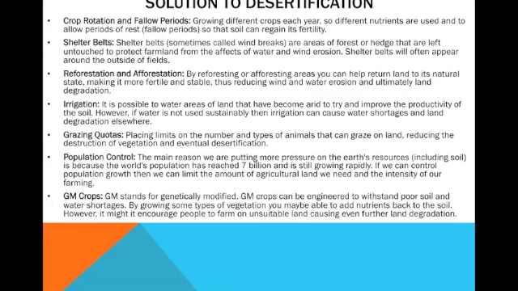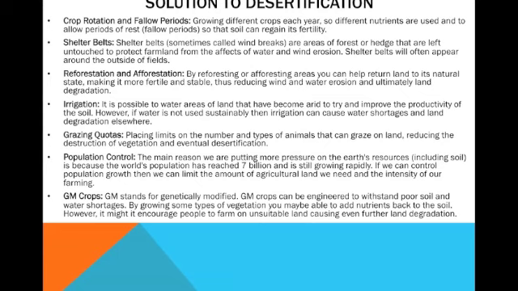Reforestation and afforestation. By reforesting or afforesting areas, you can help return land to its natural state, making it more fertile and stable, thus reducing wind and water erosion and ultimately land degradation. Irrigation. It is possible to water areas of land that have become arid to try and improve the productivity of the soil. However, if water is not used sustainably, then irrigation can cause water shortages and land degradation elsewhere.